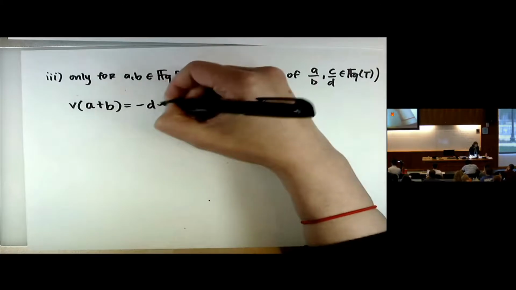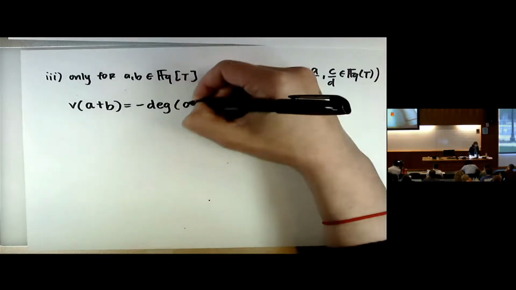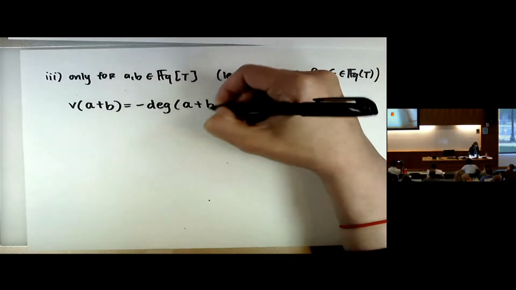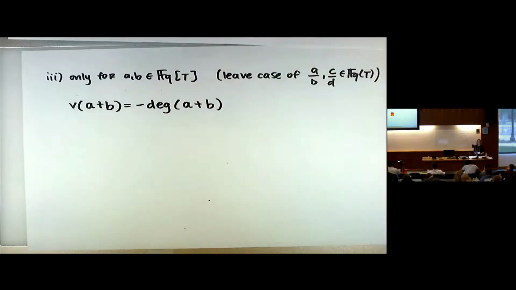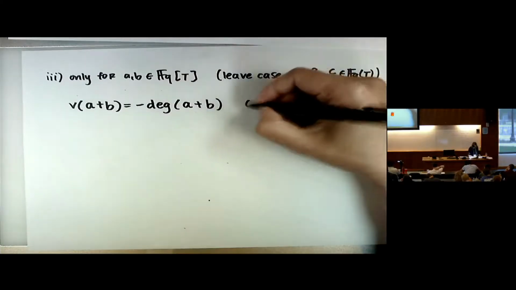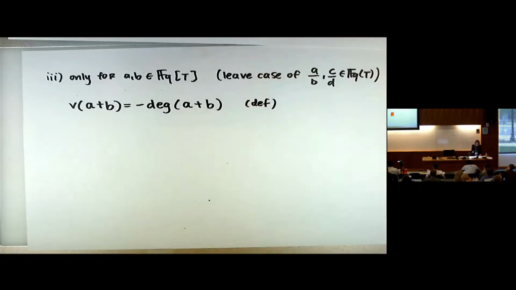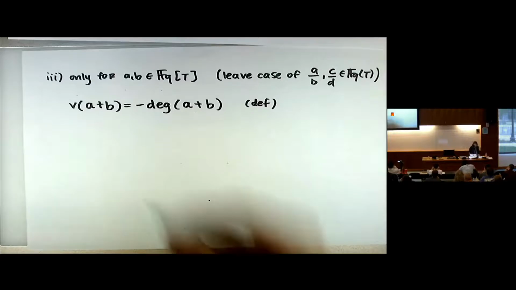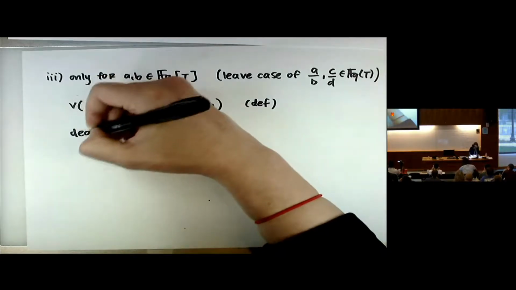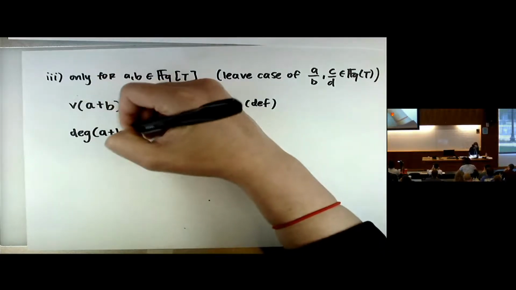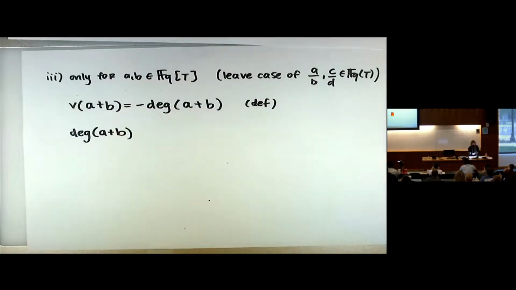I said that I wanted that to be minus the degree of A plus B, right? So that's my definition. And then, okay, so this minus is just going to mess me up. So I'm going to ignore it for a second. I'm just going to start over here with the degree of A plus B so we can talk about something that makes sense.